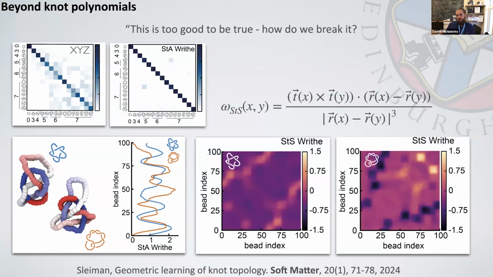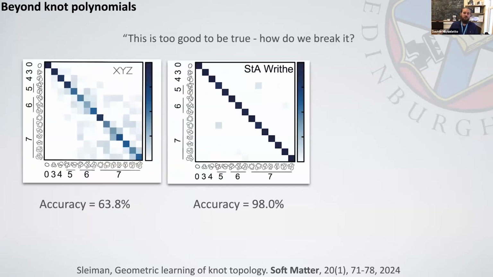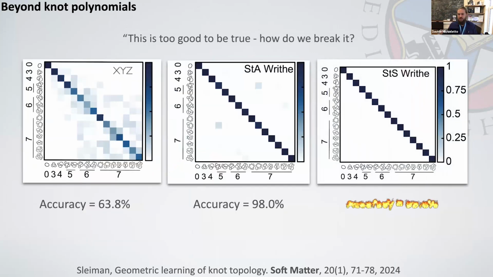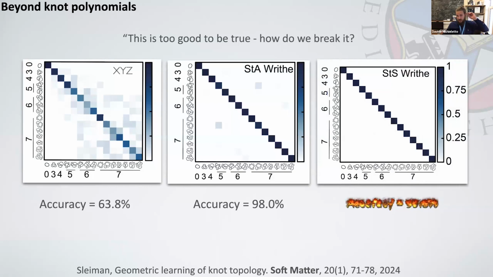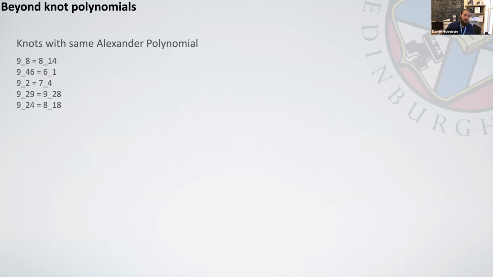And so we decided to upgrade, let's say, our feature input and use the STS matrix, because the STA essentially is just a projection, a sum over the rows of this matrix, which maybe contains more information, and it does contain more information. And so if we start to train with the STS, we're not confusing these knots anymore, and we go back to the 99.8% accuracy, even for seven crossing knots.